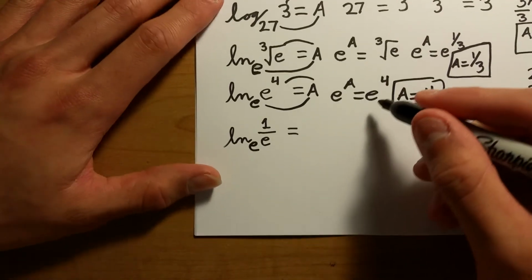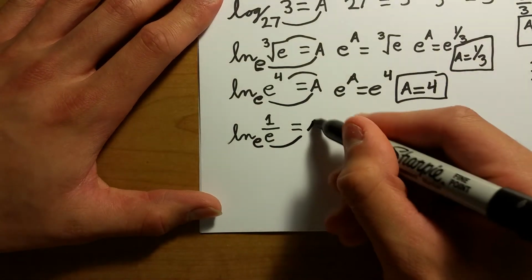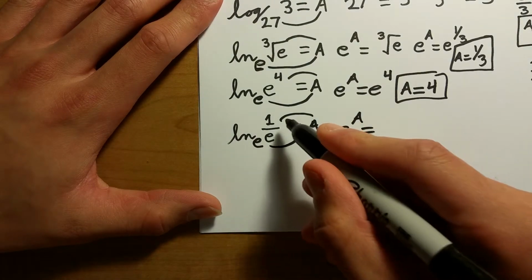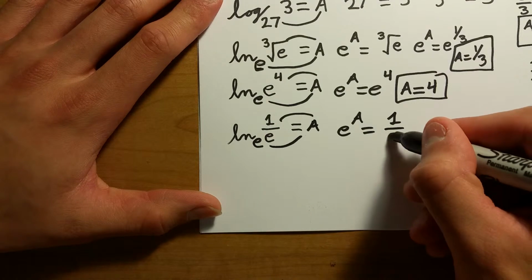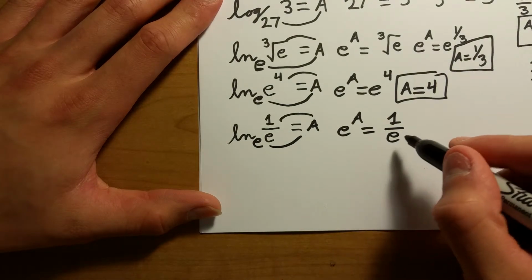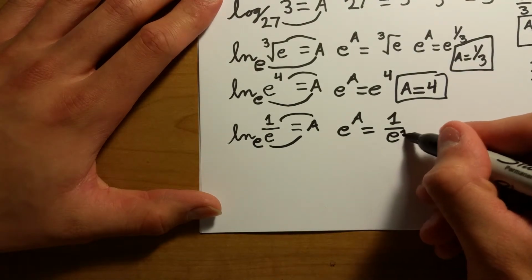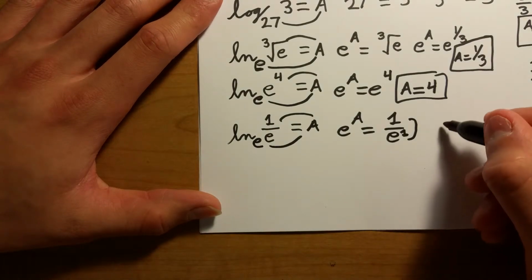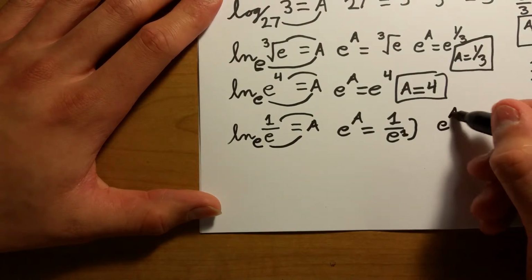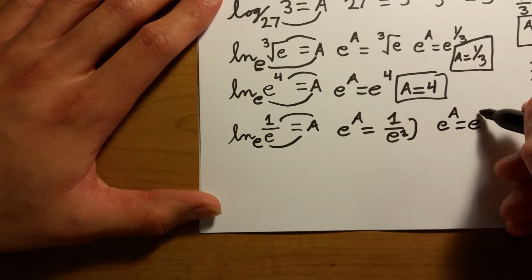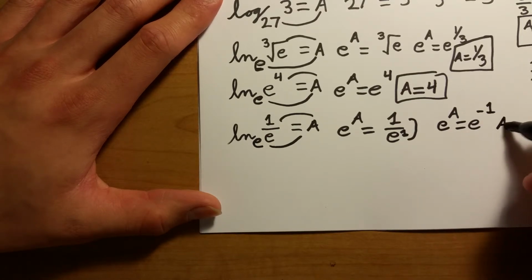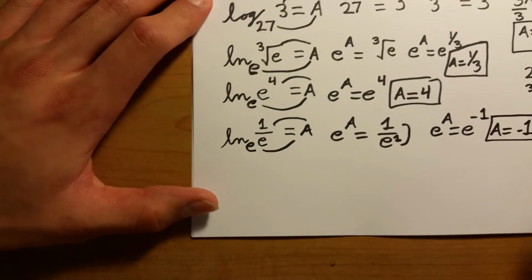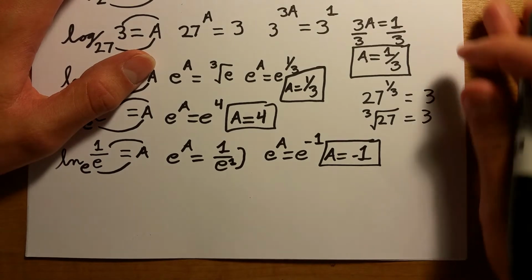And then for this last one, e to the power of a is going to be equal to 1/e. And then again, since remember it has a 1 right here, you're going to want to flip it because it'll become a negative. So then e to the power of a is going to be equal to e to the -1. So a is -1. And that's your answer for that one. Sorry if you couldn't see that.